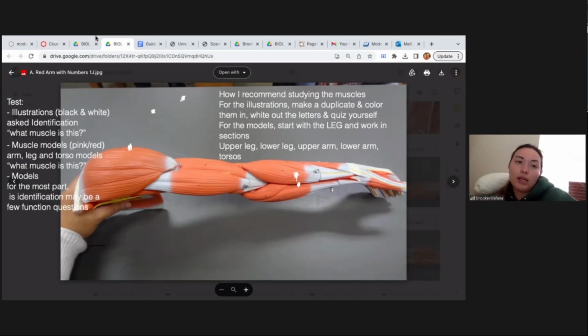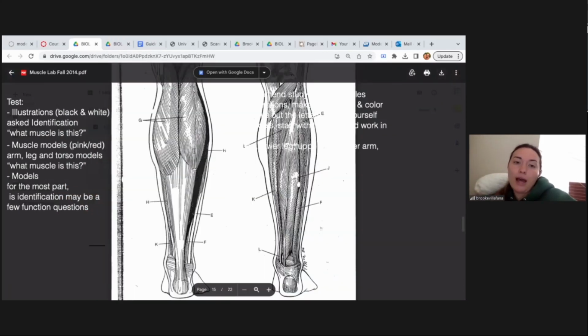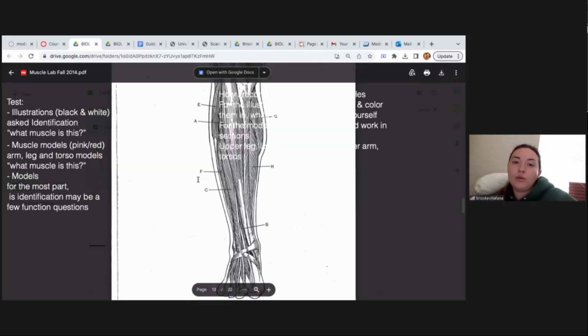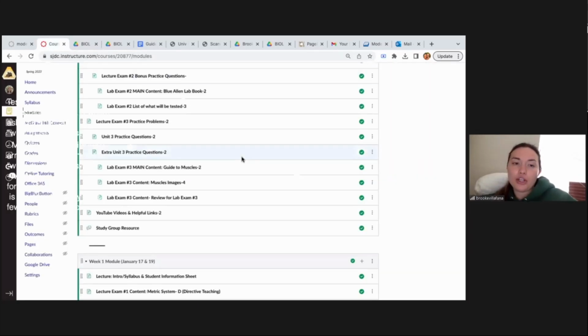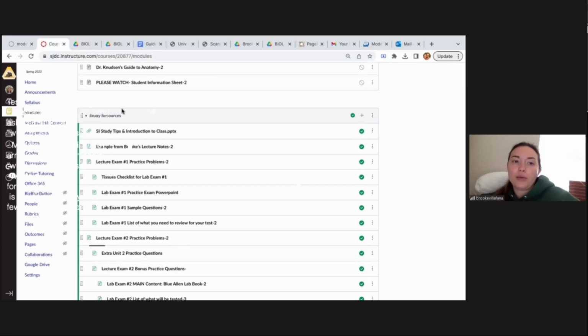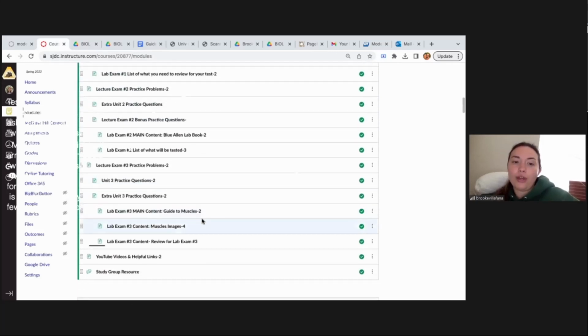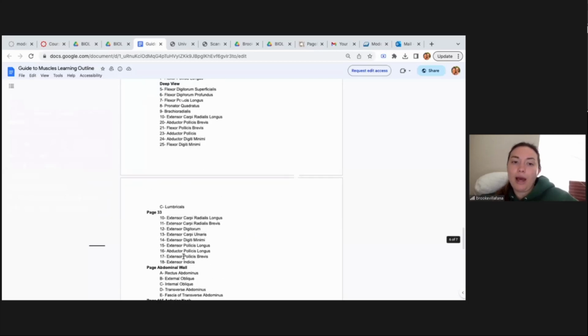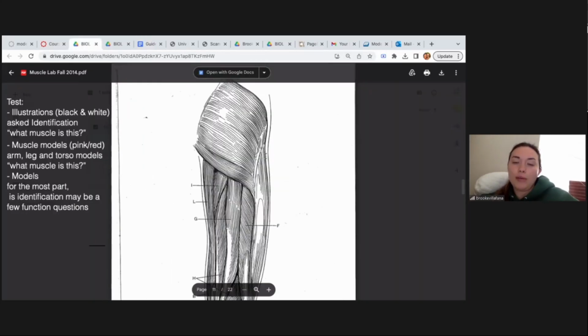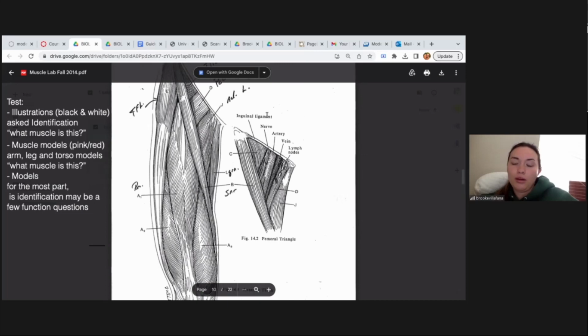We're going to be studying our illustrated packet. First thing you want to do is label your packet with the origin, insertion, action, and innervation. You get the origin, insertion, action, and innervation from your Study Resources module. It's called the Guide to Muscles. The Guide to Muscles gives you the correct answers for the packet, so you can go through and label all the pages that way.